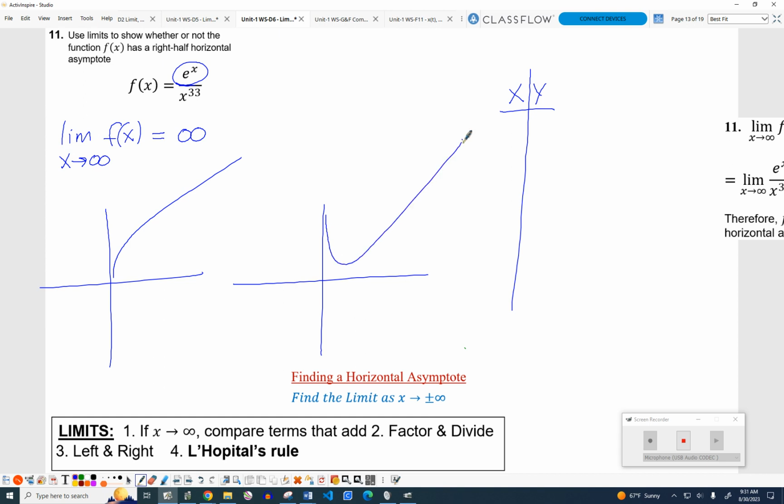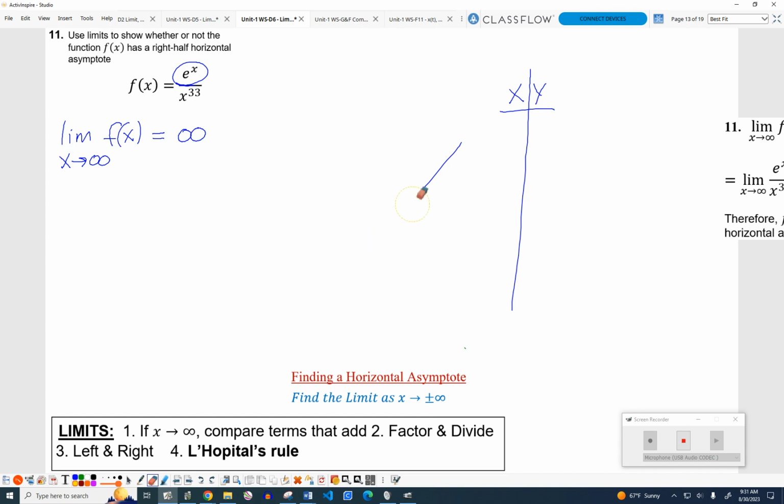Mr. Smith, how do we know that the top is biggest? How is e to the x bigger than x to the 33rd? Let me write it out. What if x was like 20? Then you'd have 2.7 to the 20th power compared to 20 to the 33rd. I don't know without a calculator which is bigger if x is 20, to be fair. It's definitely the bottom.